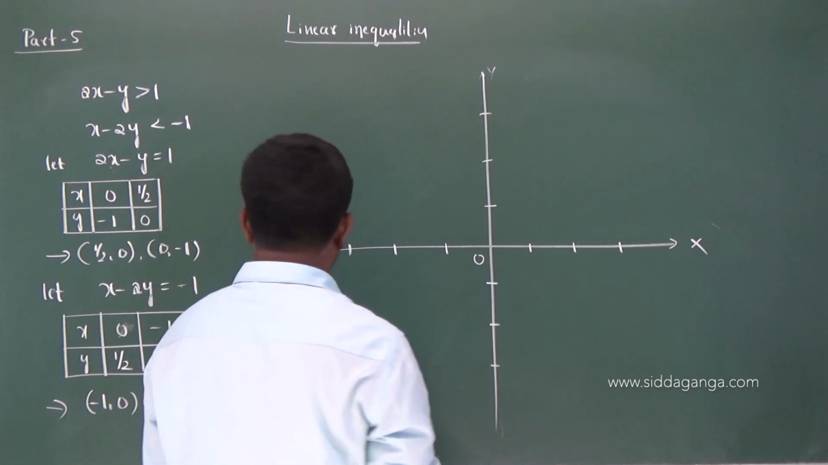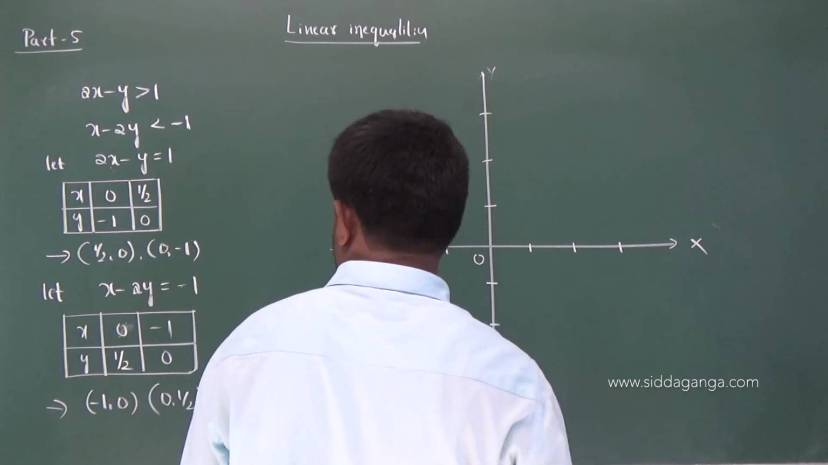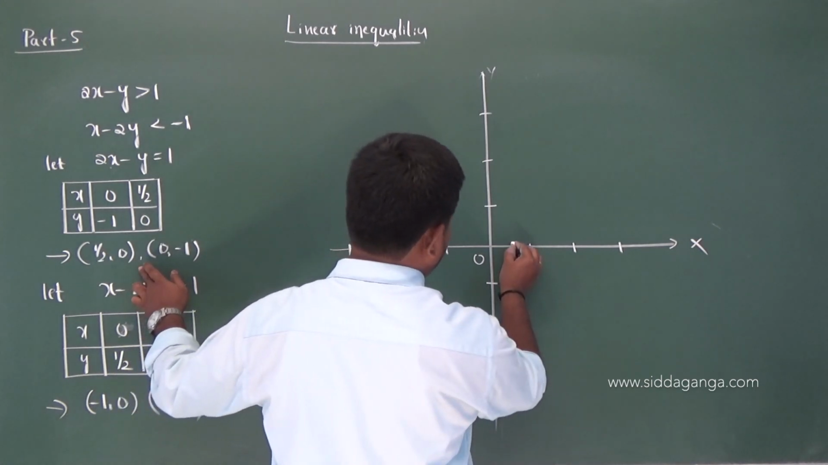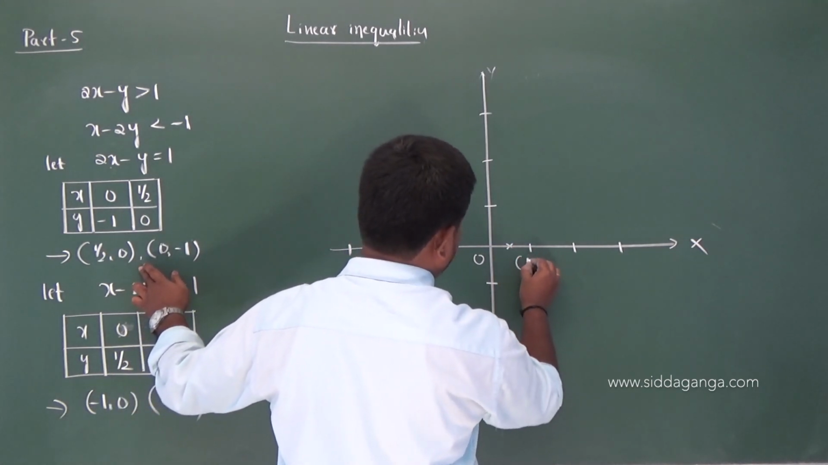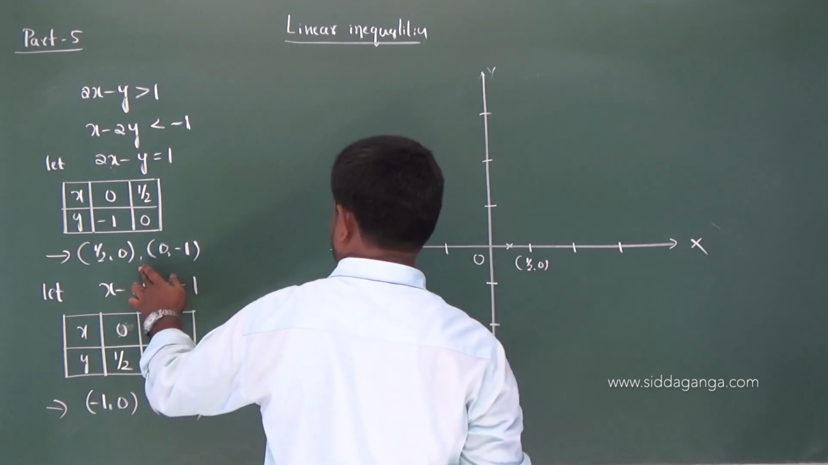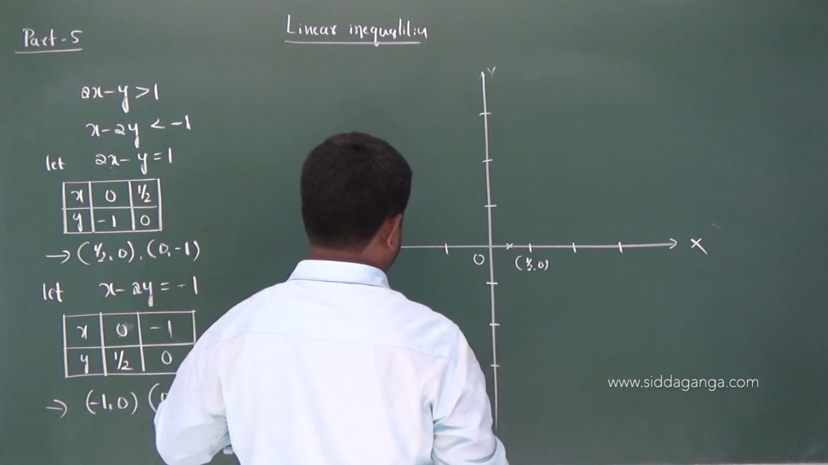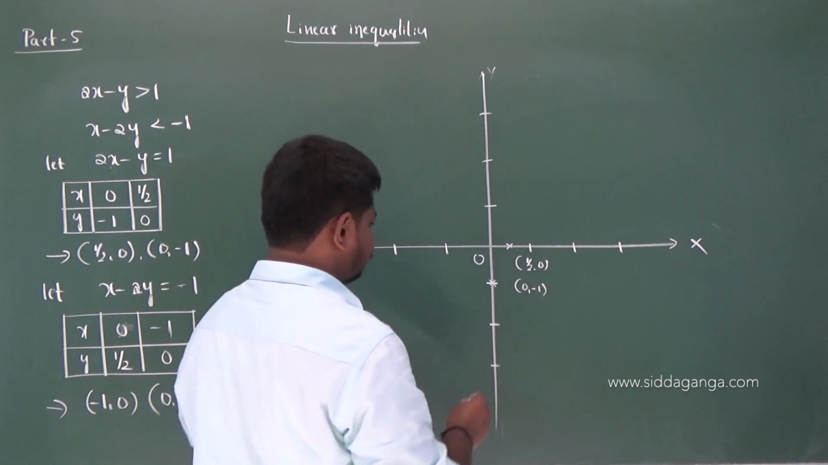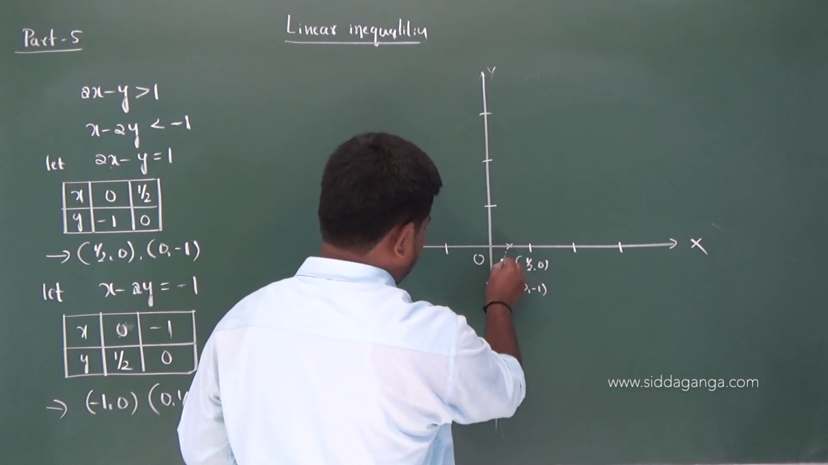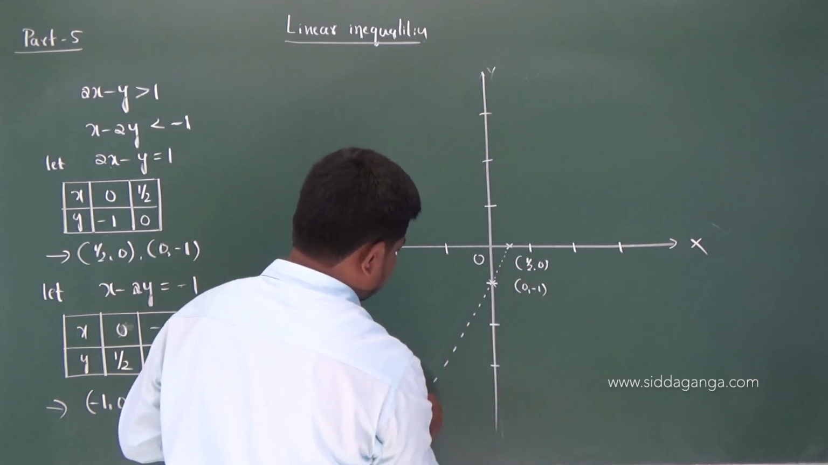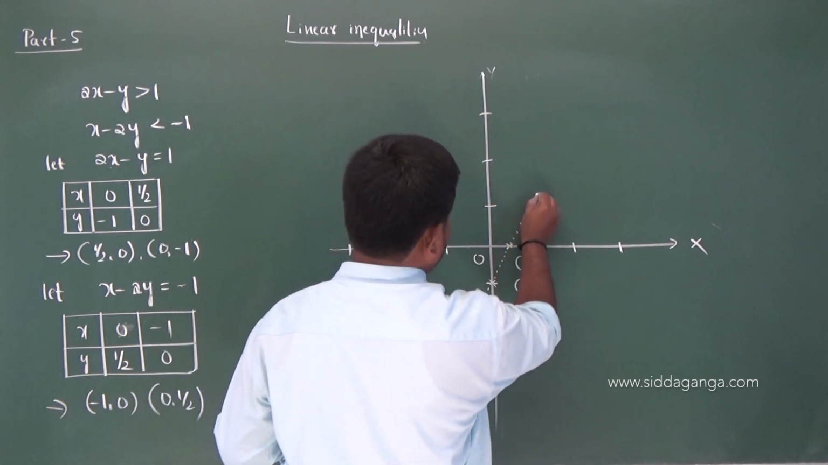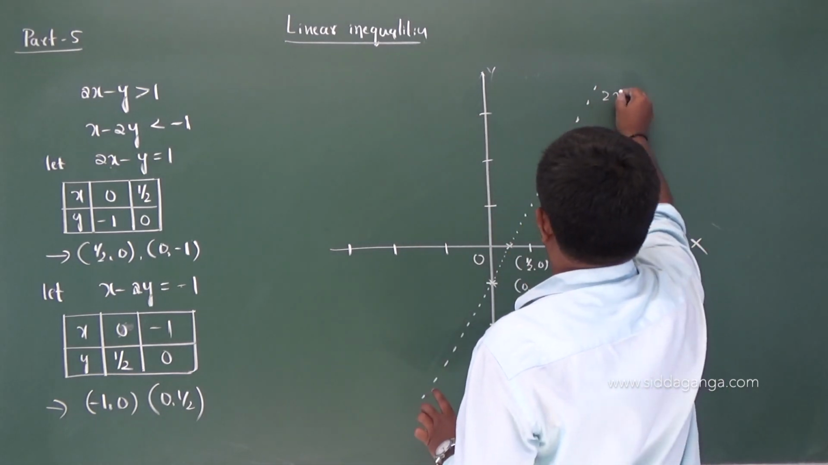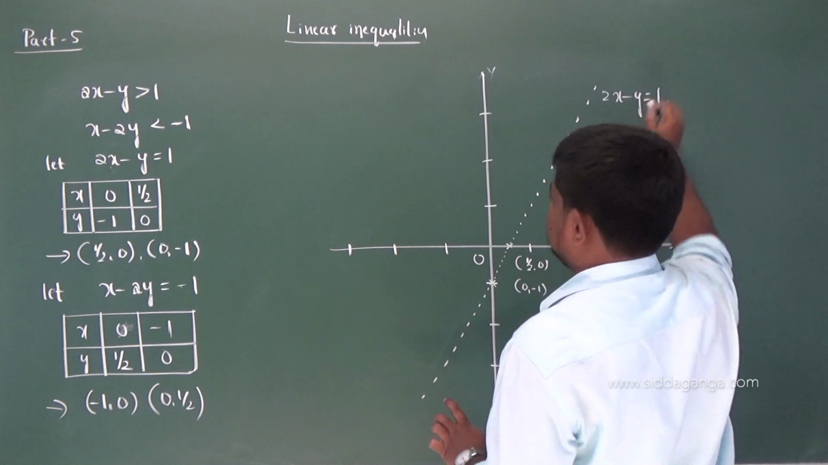Okay. Now, the first line passes through what? 1 by 2 comma 0 and 0 comma minus 1. So 1 by 2 comma 0, you get here. Next point is 0 comma minus 1, this is your 0 comma minus 1. This is your line, that is 2x minus y is equal to 1, right?